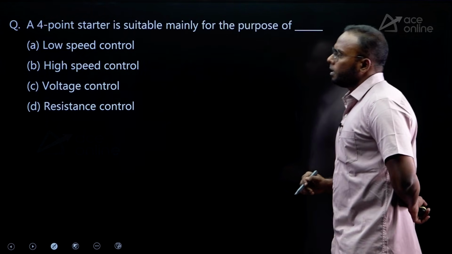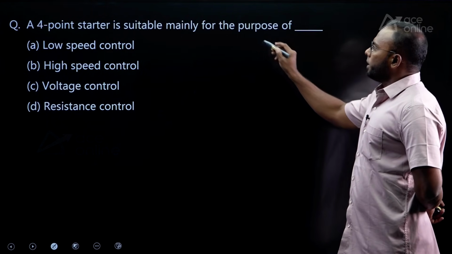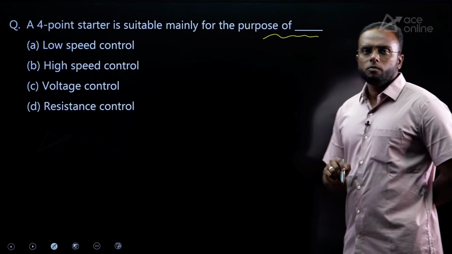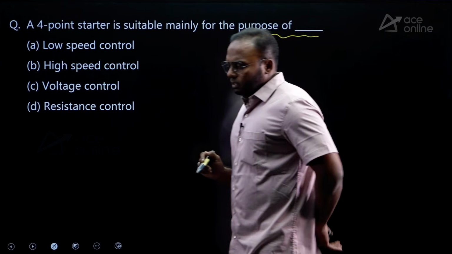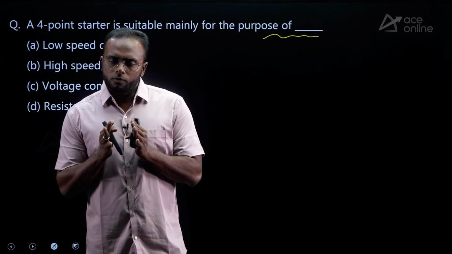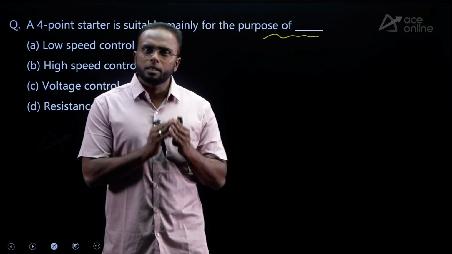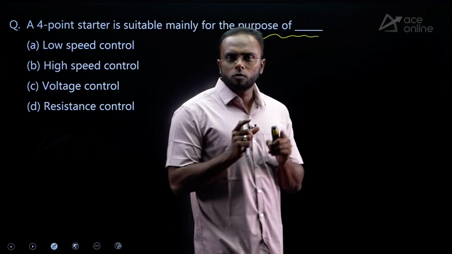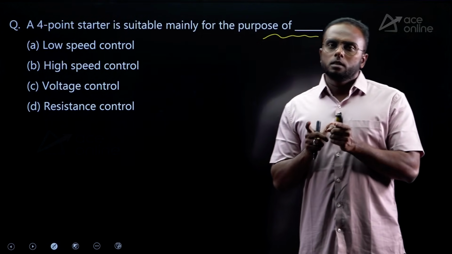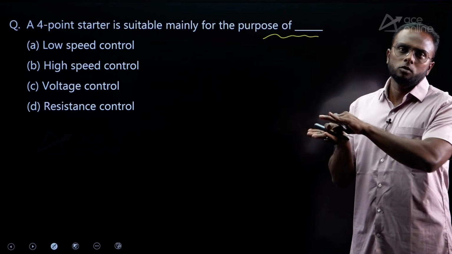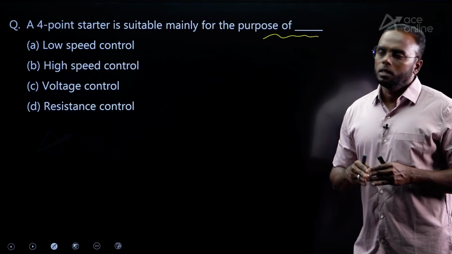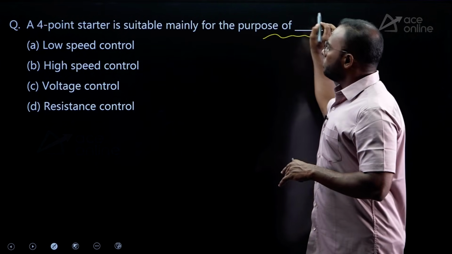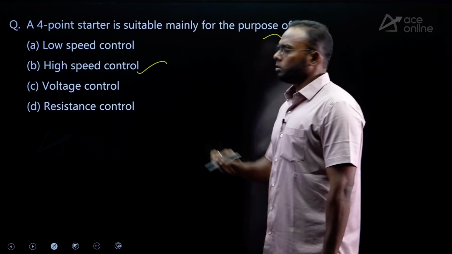Next, a 4-point starter is suitable mainly for the purpose of dash. 4-point starter. See, in 3-point we have a problem of not being suitable for high speed control. Because when we do flux control for high speed, the 3-point starter automatically goes to off position. It is not suitable. That's why the 4-point starter we mainly use for the purpose of high speed control.